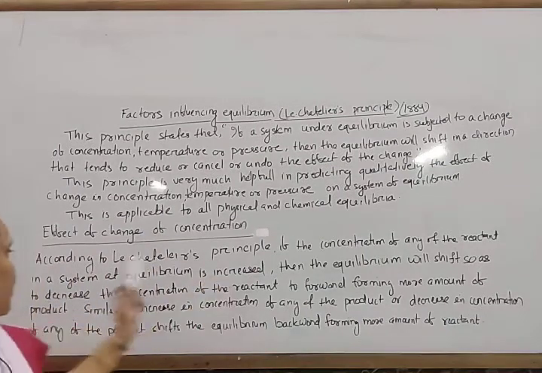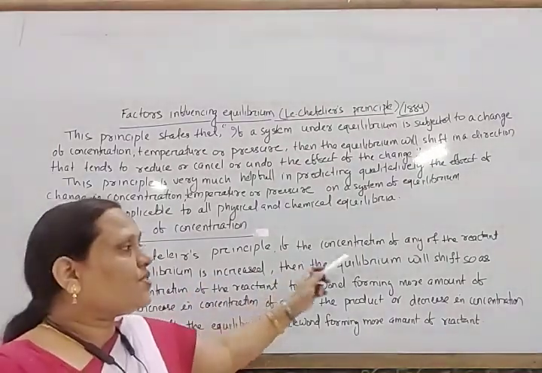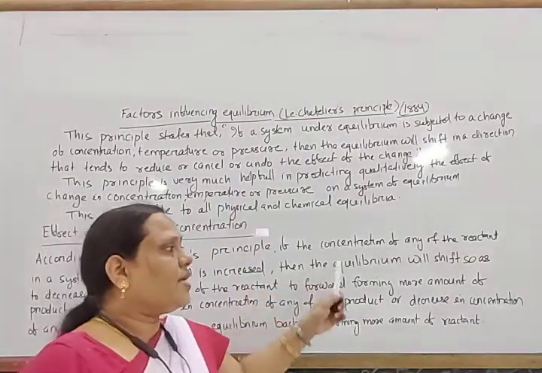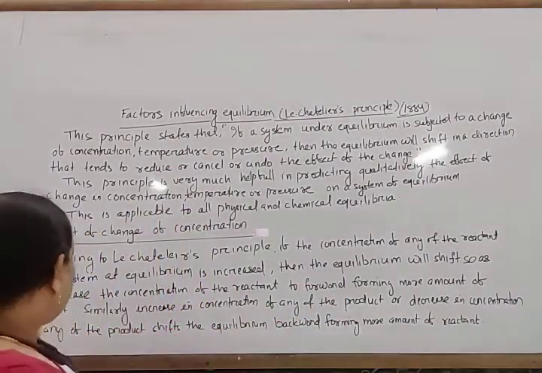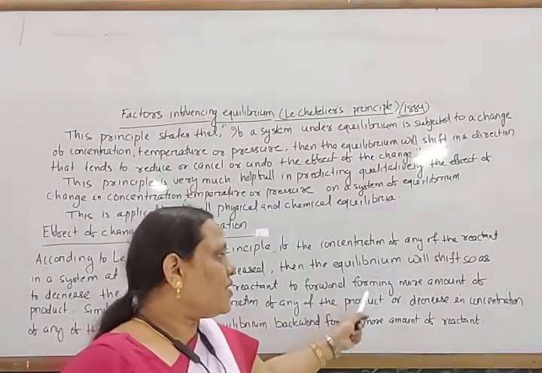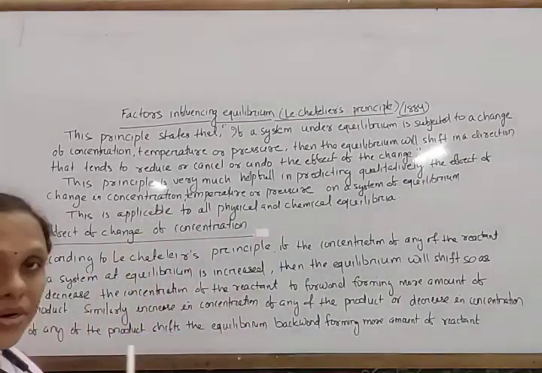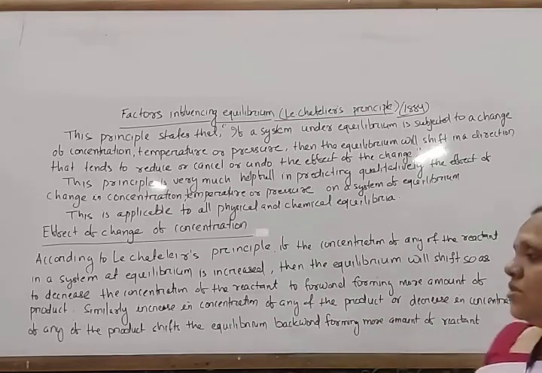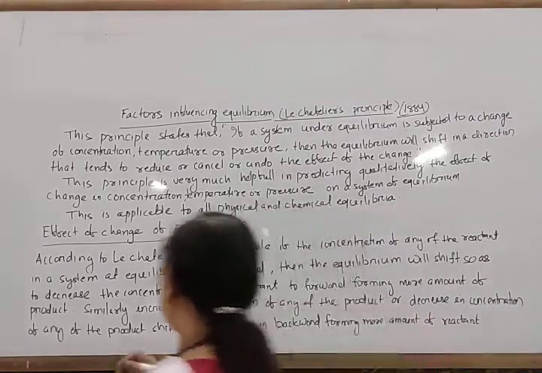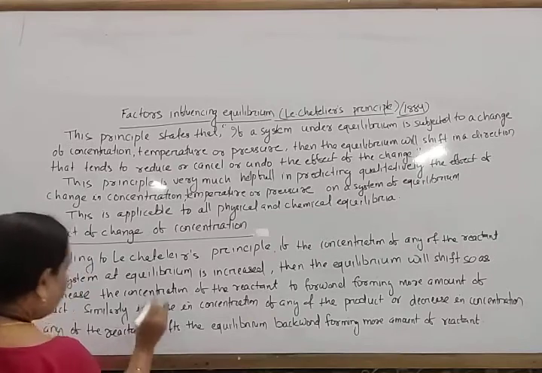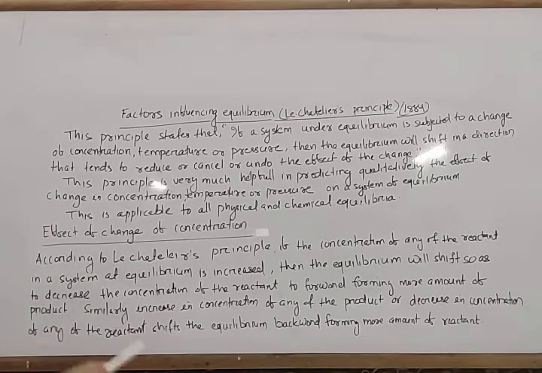Effect of change of concentration. According to Le Chatelier's principle, if the concentration of any reactant in a system at equilibrium is increased, then the equilibrium shifts so as to decrease the concentration of the reactant, that is, in the forward direction, forming more product. Similarly, an increase in concentration of any product or a decrease in concentration of any reactant shifts the equilibrium backward, forming more reactant.